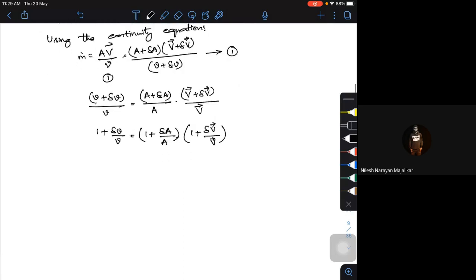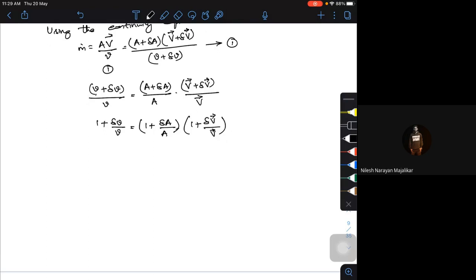Okay, if I look at this particular equation, I can write it as delta A by A, plus whatever the right-hand side is, plus delta V by V. If I take it to the other side, this will be delta V by V equal to 0. If you do a little bit of mathematical operation on this equation, I will end up with this relationship. This is for some kind of a flow.